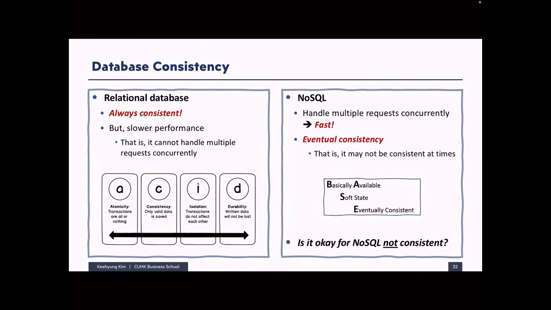So this is the main difference between these two systems. In a relational database, it's always consistent, but because of that, the performance is slower. And in NoSQL, it can handle multiple requests at the same time, so it's fast, but it has eventual consistency. It may not be consistent sometimes. Then the natural question you may ask is whether it's okay for NoSQL not to be consistent. So here is another example.